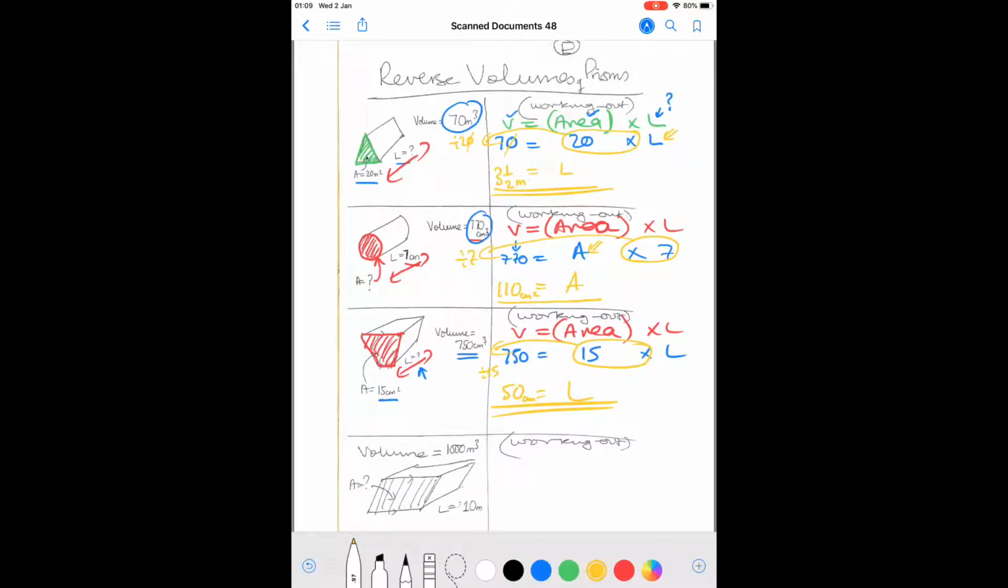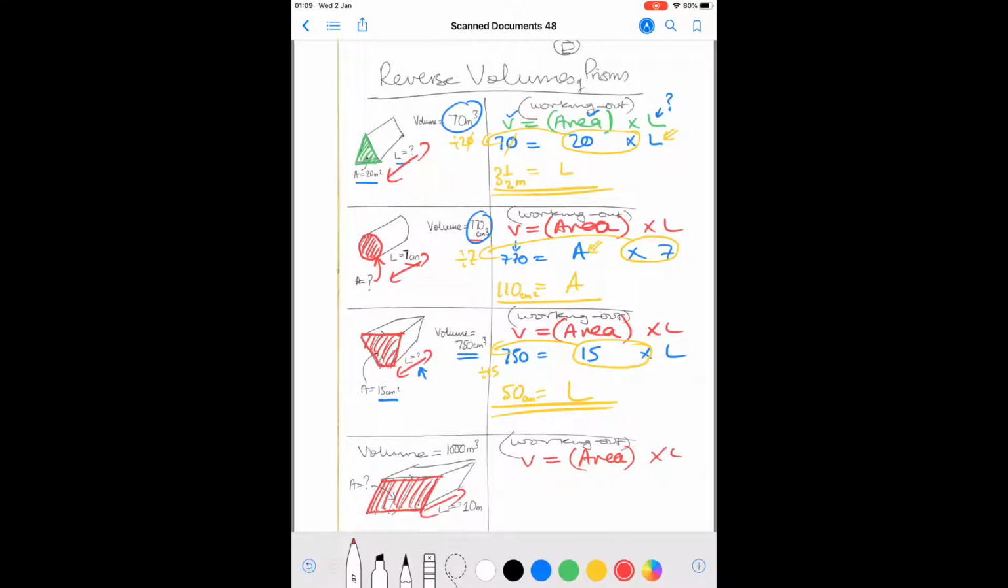Okay, last but not least, this question on the bottom here. Again, always start with the formula. Volume of a prism equals the area of the cross section. What is the cross section? It's the shape at the front. We'll call it the face of the shape. There's the cross section. Times that by the length, and here's the length.